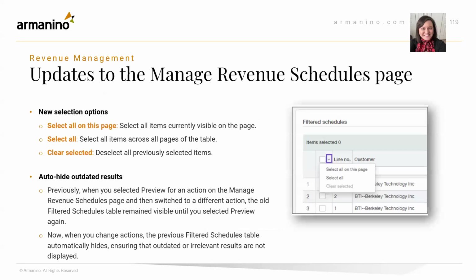In revenue management, which, as you know, is an additional module, there are some enhancements to the managed revenue schedules page. There are some new selection options. You can select all on this page, or clear selected. Another nice feature is the hiding of outdated results that Todd was talking about in the real estate section. When you change actions, the previous filtered schedules table automatically hides, so outdated or irrelevant results are not displayed.